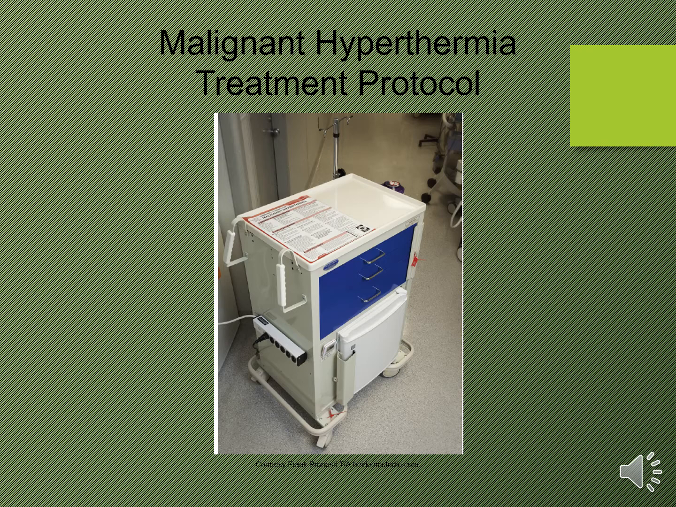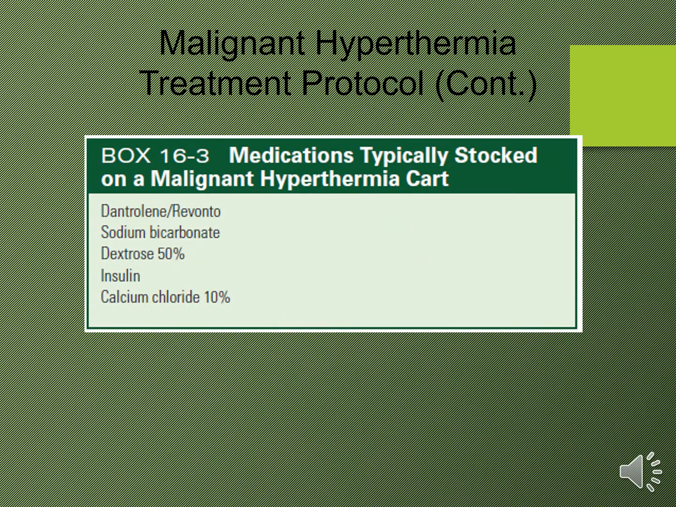You can see here a malignant hyperthermia cart. Again, it's similar in idea to the code cart. It's going to have all of your medication, supplies, everything in one centralized location. So a runner can go grab this, bring it to the room, and have it close by to help with the emergency. Box 16.3, these are the medications that you'll typically see stocked on that cart. Either dantrolene or Ryanodex, sodium bicarb, dextrose 50%, insulin, and calcium chloride 10%.